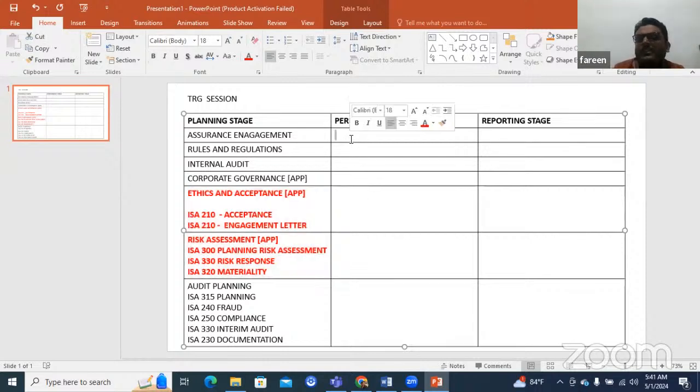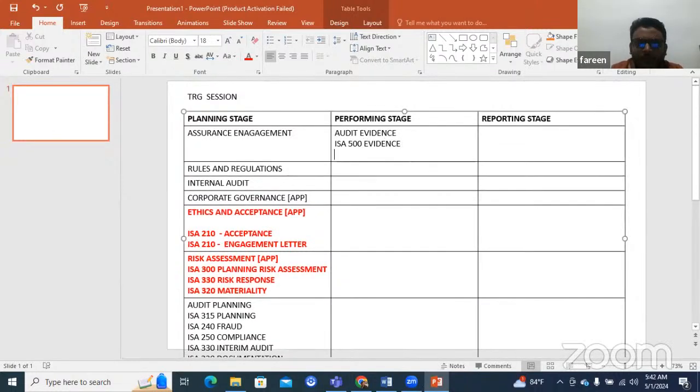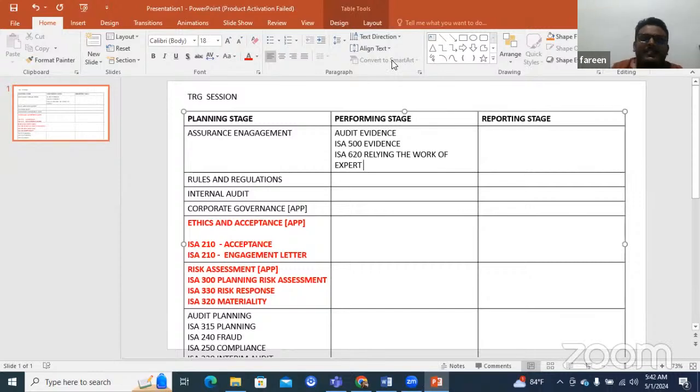If you take the performance stage, you might study something called audit evidence. Under that, you might study some standards, ISA 500 evidence. And you might study ISA 620, that is relying on the work of an expert. That you might study. I know when I discuss these things, you might ask a question.